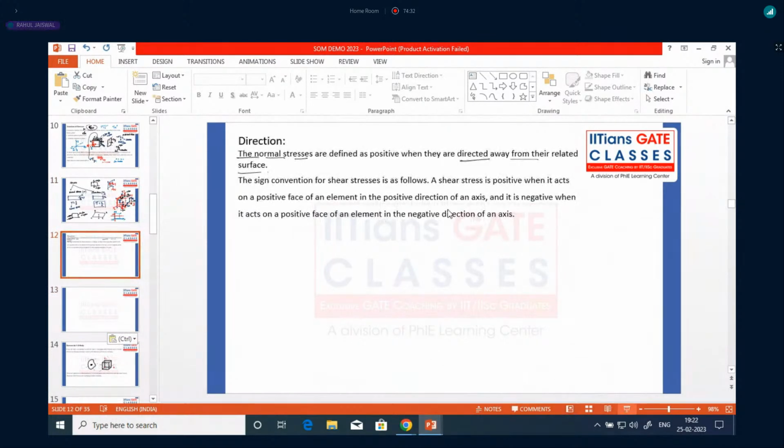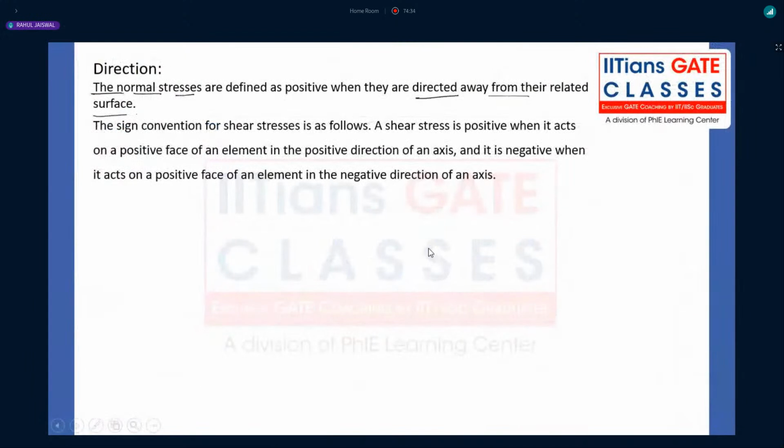Now, try to think what is the direction of the shear stresses here. The sign convention for the shear stress is as follows. A shear stress is positive when it acts on a positive face of an element in the positive direction of an axis. Is it clear? Tell me, guys, all of you.